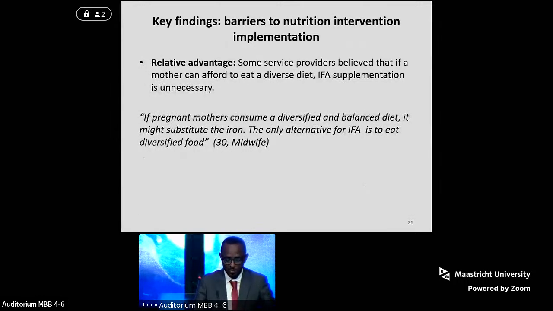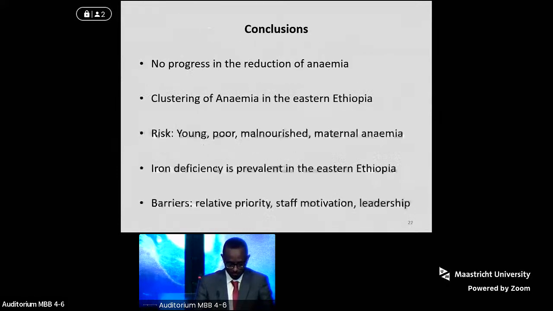The other example was the relative advantage. Some service providers believe that if the mother can afford to eat a diversified diet, there is no need to supplement them with iron folic acid supplementation. A 30-year-old midwife said, if a pregnant mother consumed a diversified and balanced diet, it might substitute the iron. The only alternative for iron folic acid supplementation is to eat diversified food.